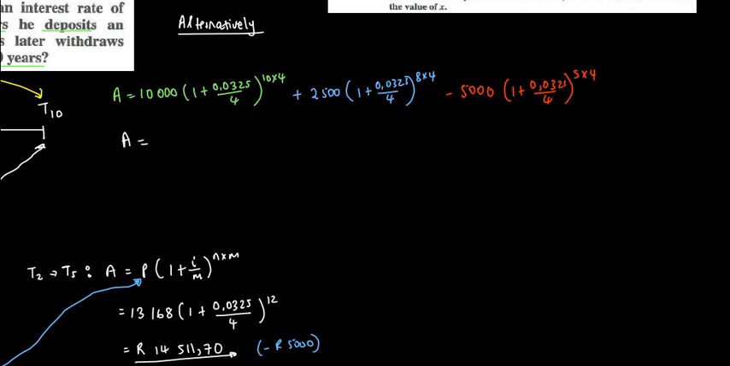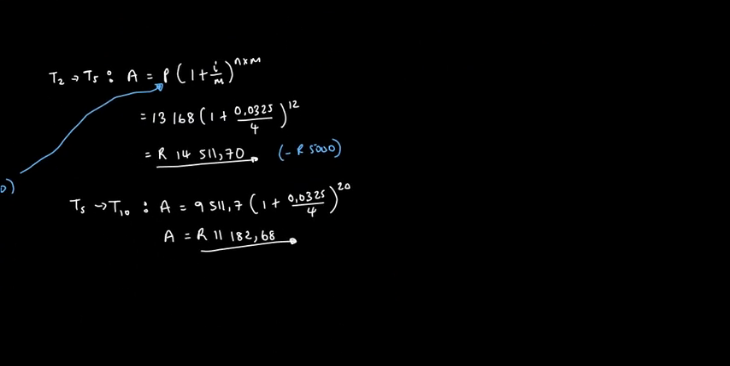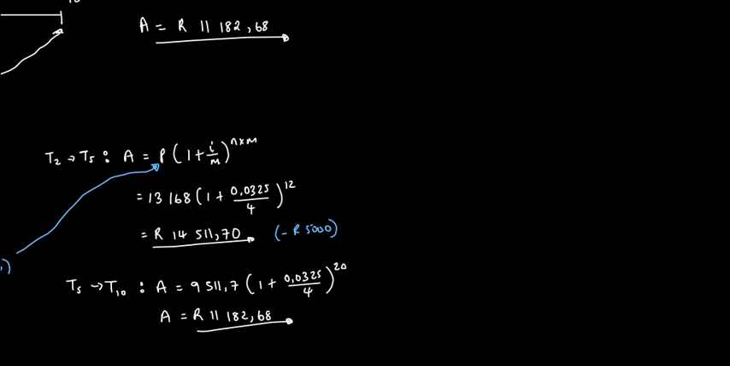Right. And then you're going to say minus 5,000 into 1 plus 0.0325, right? You divide that by 4, and then you're going to say 5 times 4, which is 20. Perfect. So the answer that you get is going to be 11,182.68, right? Now let's compare with what we got. Perfect.